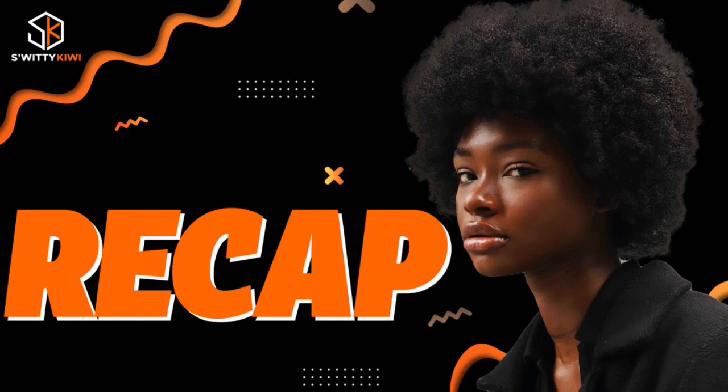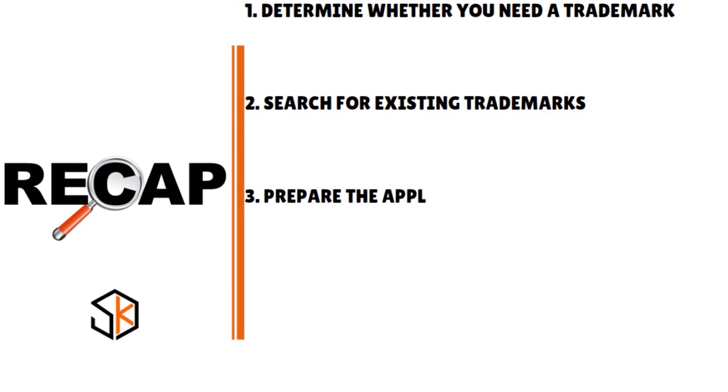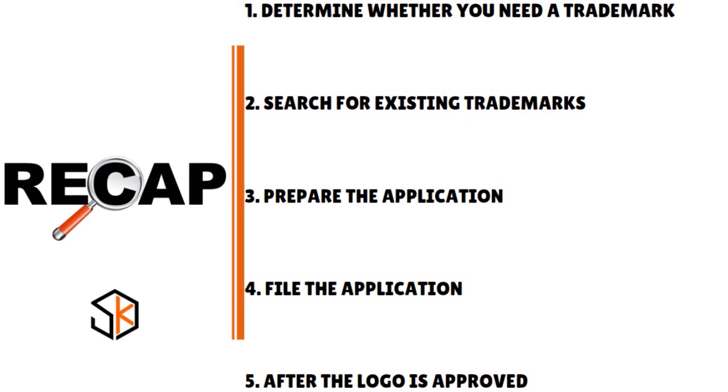Thank you so much for your attention. I really appreciate it. In today's conversation, I was just talking to you about how to trademark a logo. I explained to you what a trademark is. And so the steps are: determine whether you need a trademark, search for existing trademarks, prepare the application, and file the application. And then I explained to you a couple of things you need to do after the logo is approved.